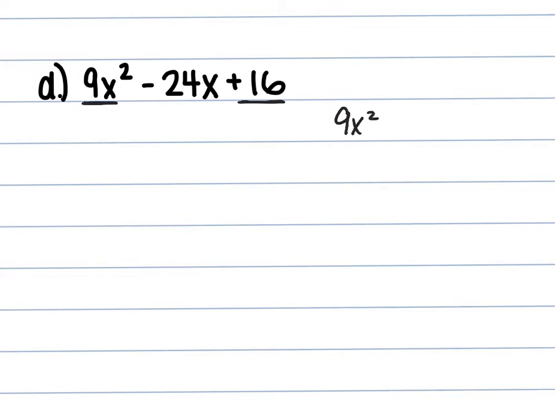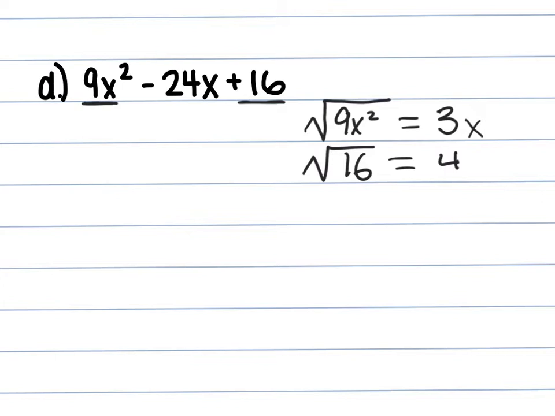9x squared is a perfect square, meaning there is something times itself that will give me 9x squared. What is that something? 3x. Okay? And 16 is a perfect square, meaning that there is something times itself that will give me 16. What is that? 4. So here's what we're going to do.